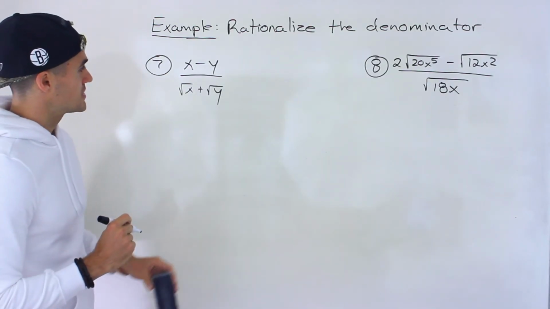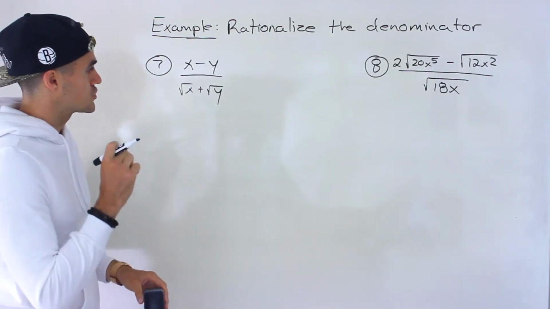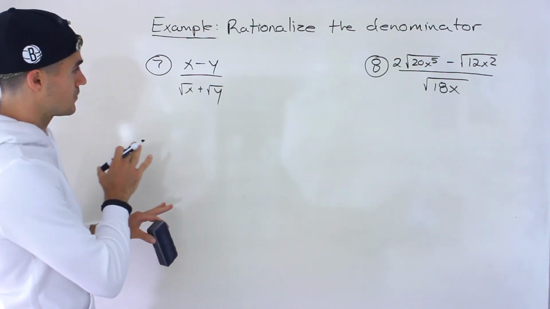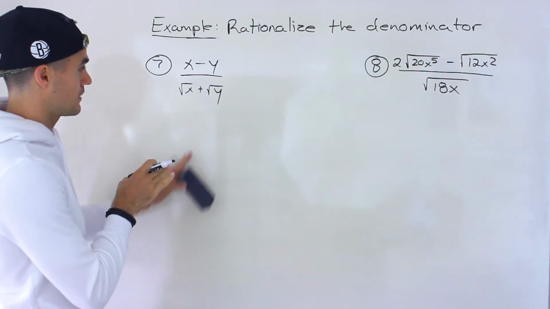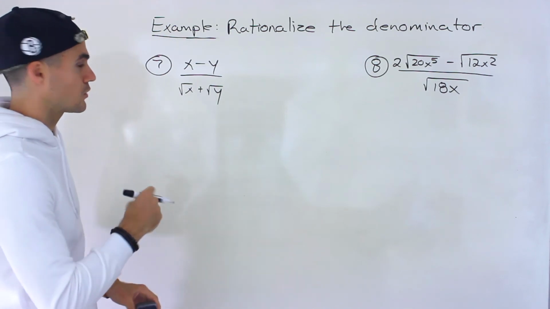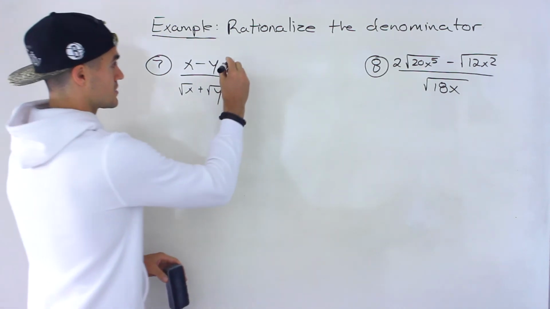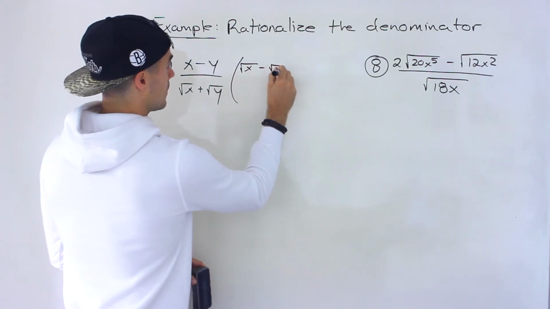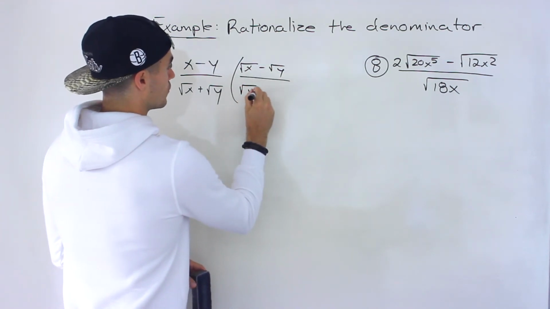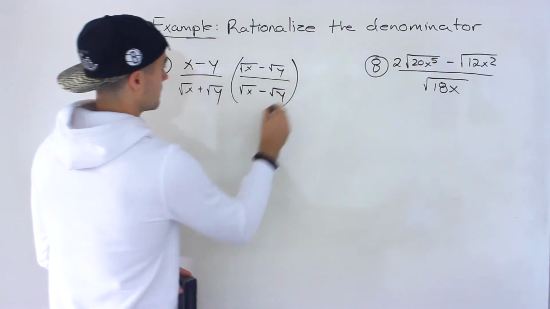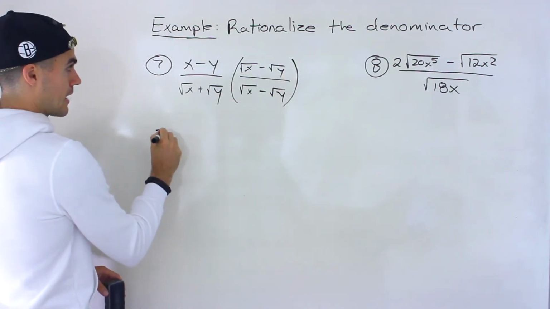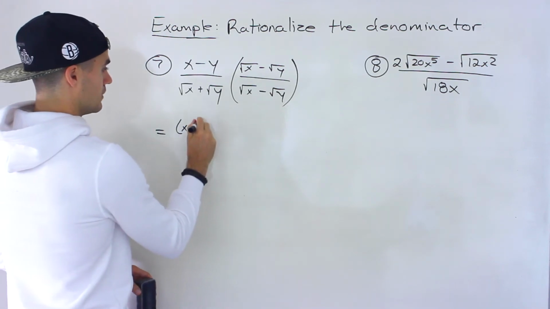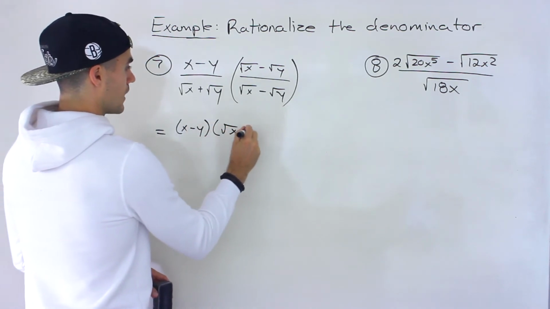Now moving on to number 7, we have x minus y over the square root of x plus the square root of y. So notice here we can't really simplify anything, the square root of x, square root of y. So we could rationalize from here. So what we would do is multiply this by root x minus root y over root x minus root y. And what's going to happen here is these two terms I'm going to keep separate in the numerator for now.